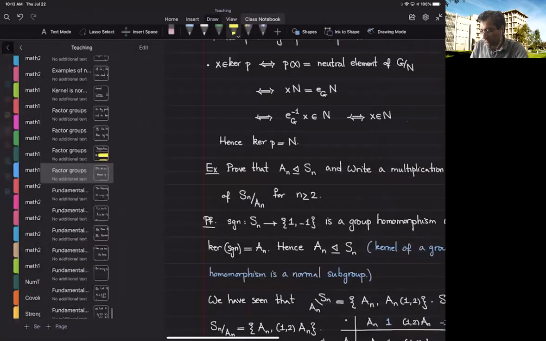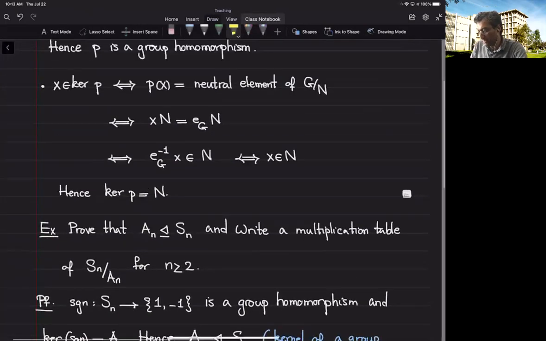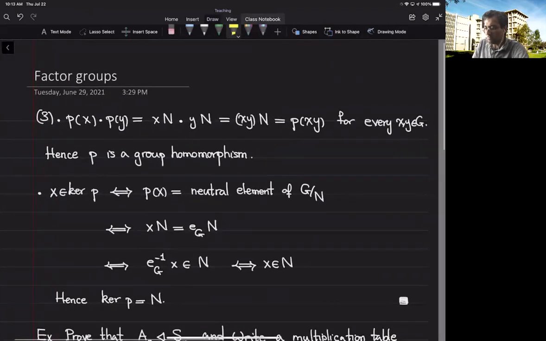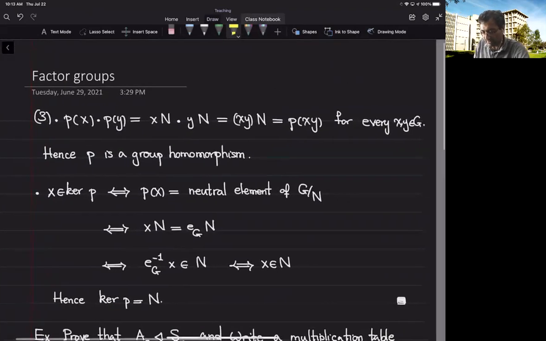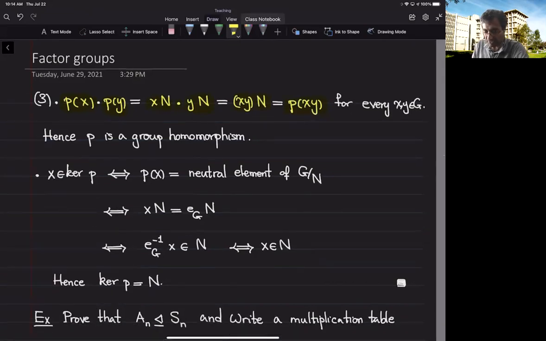Okay, so far we checked that it is a group. Let's see why P is a homomorphism. That's rather easy. That's essentially saying that when I want to multiply two cosets, I simply multiply coset representatives and then take the coset. So that's P of xy, and therefore P is a homomorphism. This P we call the natural quotient map.